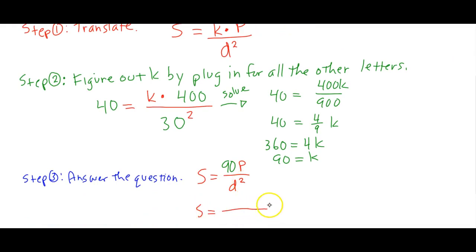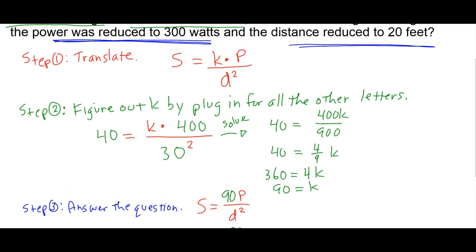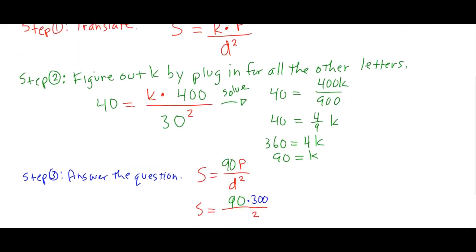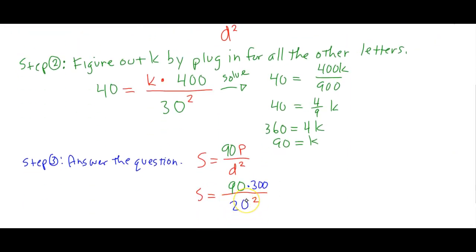plug in power, plug in distance. The power was, I'm sorry, I have to scroll up and down for this. The power was reduced to 300, okay. So we got 300 there, and the distance was 20. So we plug in a 20 there. And then you compute that out, and you get S is 67.5.